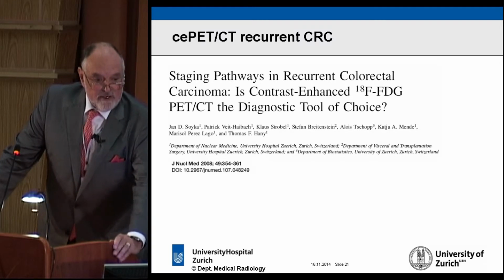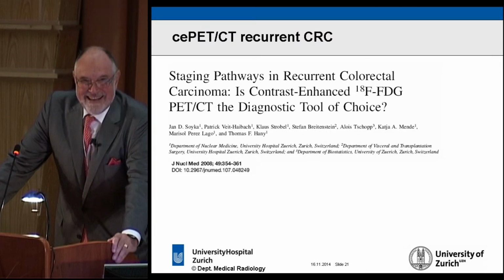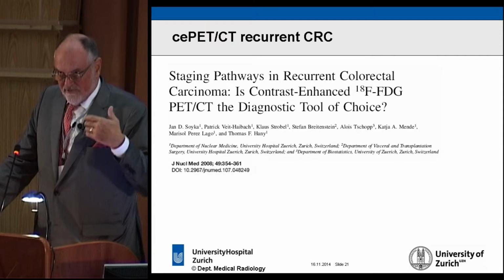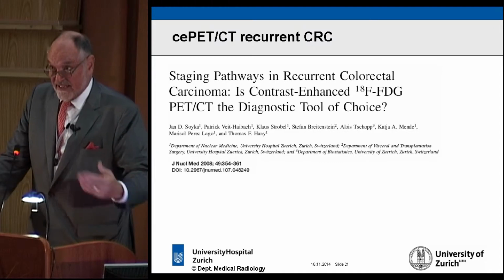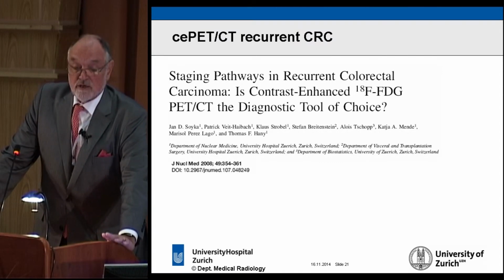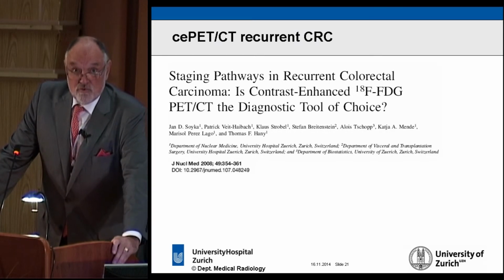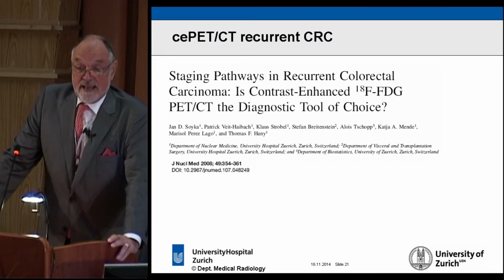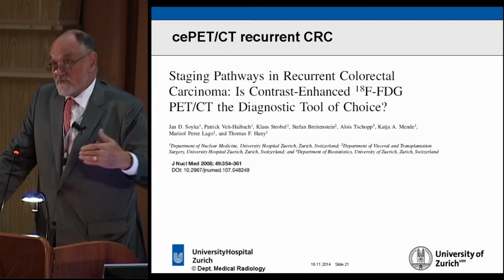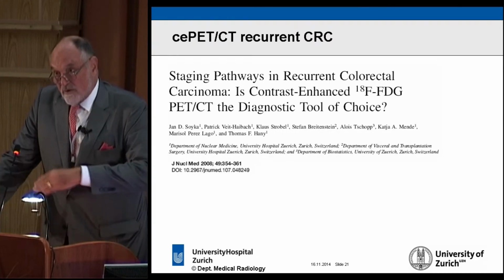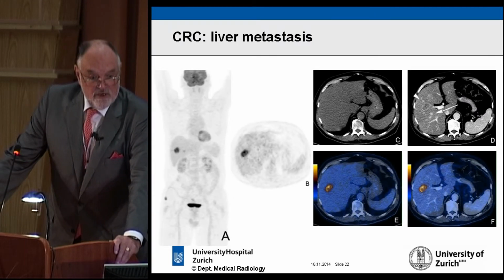Now, we have come to the conclusion that when you do PET-CT, you have the option to do a low-dose CT, which you mainly need for anatomic correlation. And there are certain settings, like in lymphoma, where this is probably good enough. However, our data and data of others suggest that when you do PET-CT in colorectal cancer recurrence, you need a contrast-enhanced CT. So what we would do is when the patient comes to us for a PET-CT, we would immediately do a contrast-enhanced CT as part of the examination.